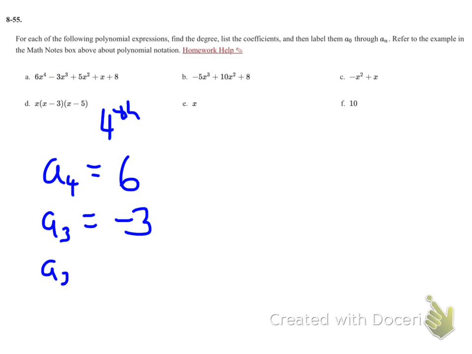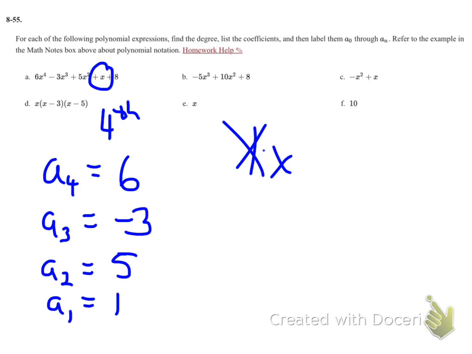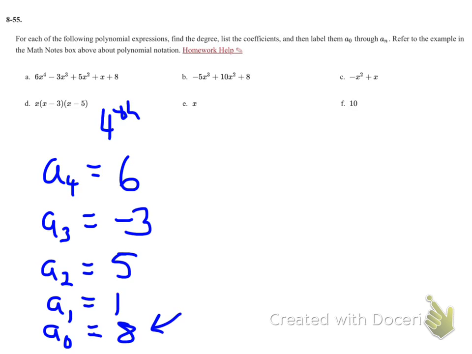My a sub 2, that coefficient is 5. My a sub 1 is 1. Even though there's nothing written there, it is a 1x. We normally don't write 1 times x. That's the same thing as just x, so we don't have to write that 1. Now my last one, a sub 0, is my constant term, which is 8. That, by the way, would be my y-intercept.